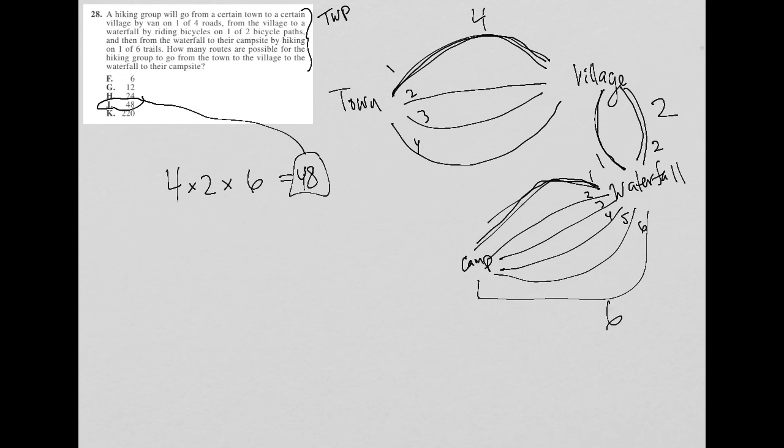So what am I telling you? I'm telling you that every single time you have a question that provides multiple options and the question is asking for the number of possibilities there are given those options, all you're going to do is multiply the number of options together. So that's it. The answer is 48.